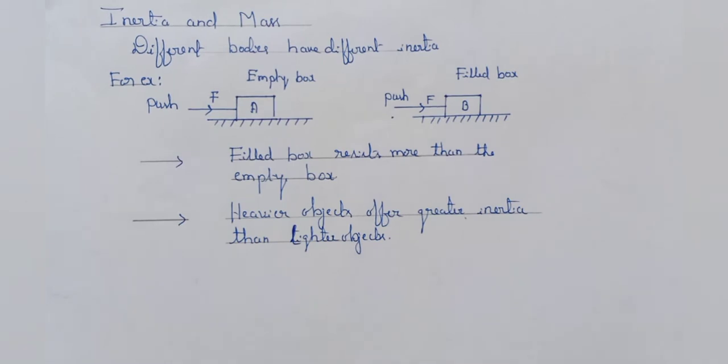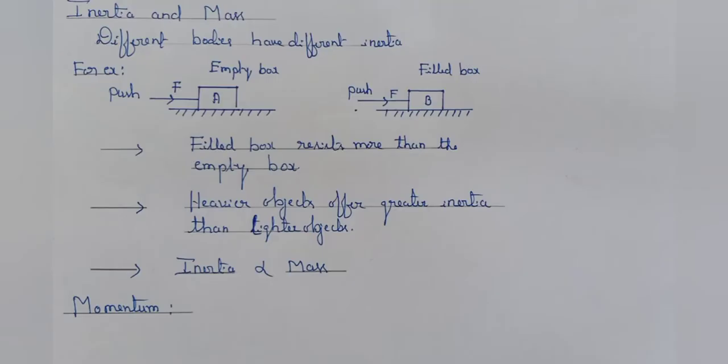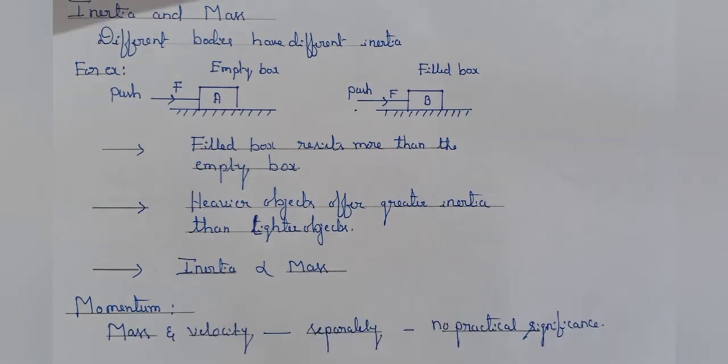Therefore, the inertia of a body is directly proportional to the mass of the body. It means if the body has more mass, then it has more inertia. If the body has less mass, then it has less inertia. Next, let us know about the momentum. If we consider the mass of a body and its velocity separately, then it has no practical significance. For example, the fast-moving empty truck is more dangerous than the standing loaded one.